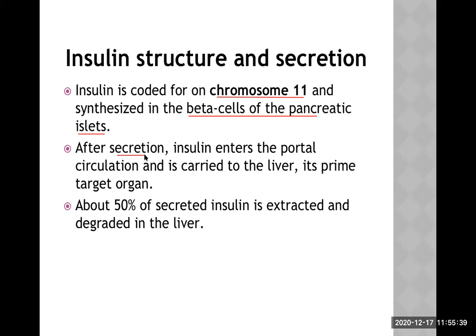After insulin is secreted, the insulin enters the portal circulation. Of course, the venous drainage of the pancreas goes to the portal vein, and through that it will carry to the liver. And the liver is its primary target organ. About 50% of the secreted insulin from the beta cell is extracted and degraded in the liver, and the remaining 50% will only be active. So this is a small physiological aspect.